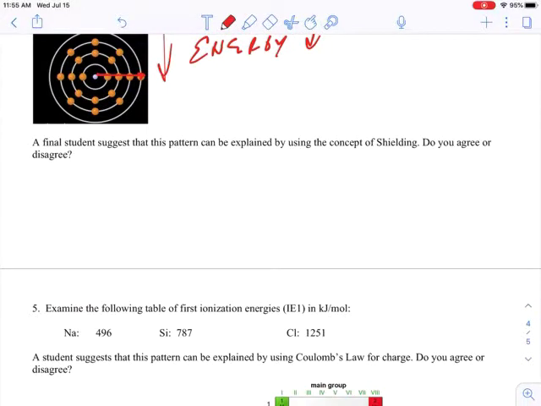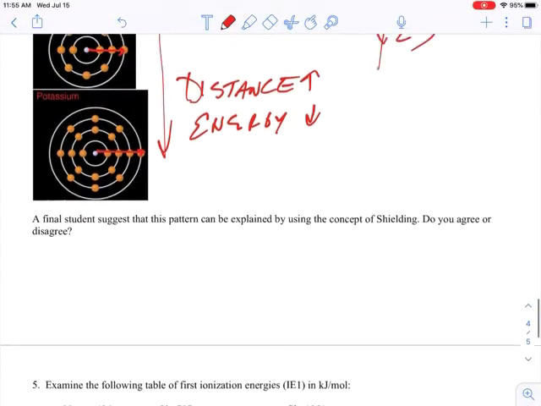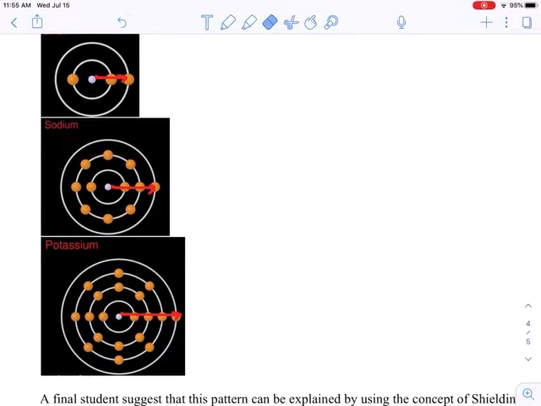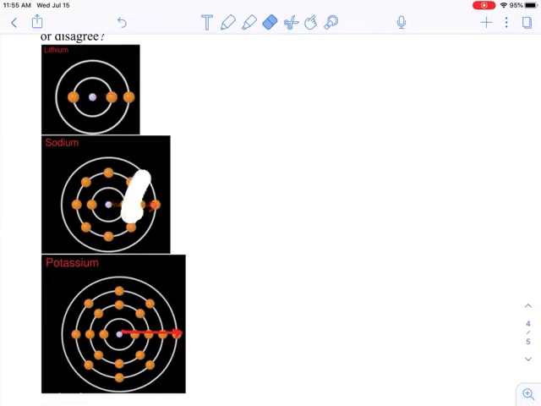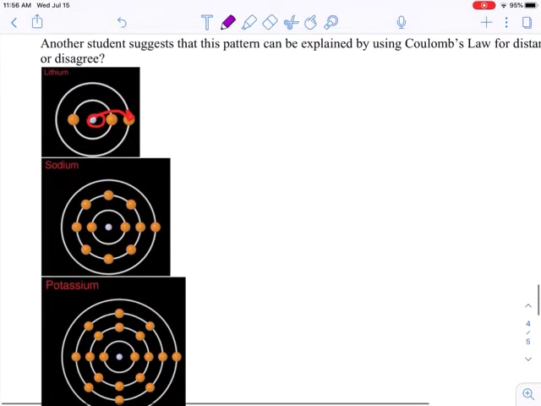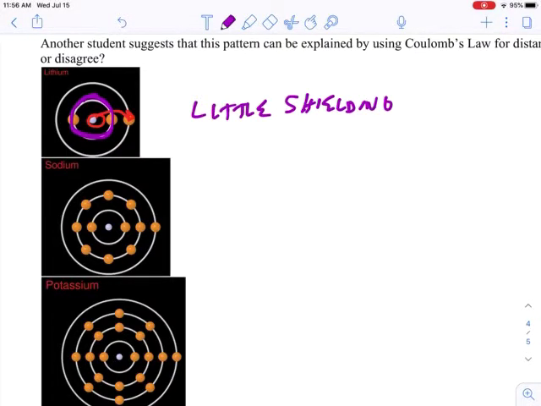And then finally, the final student suggests that this pattern can be explained by the concept of shielding. All right, well, remember, shielding is when inner shells of electrons get in the way of the nucleus's ability to affect its outer or valence electron. So if we take a look here, here's your nucleus. Your nucleus is trying to get to this outer valence electron. There's only one shell in between there, right? So there is one inner shell that is getting in the way of the nucleus's ability to see that outer electron. So there is very little shielding going on here.